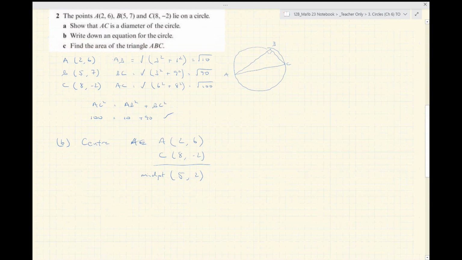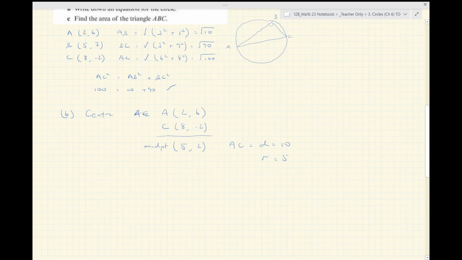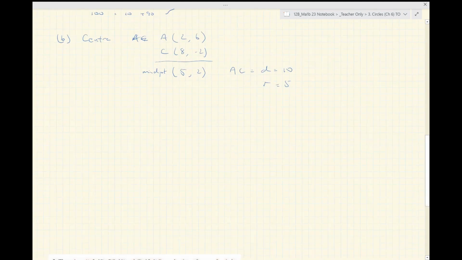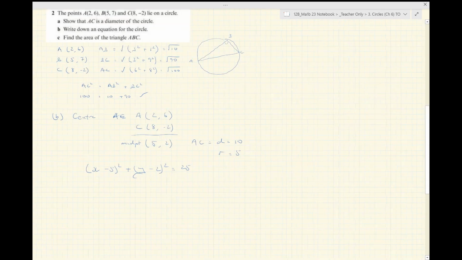Now, do I know the radius of the circle? Well, I know the diameter AC is the square root of 100, so I know the radius must be 5. Right, now I've got the centre and I've got the radius, so I can write down the equation of the circle. x minus 5 squared plus y minus 2 squared equals 5 squared, which is 25. There is the equation of the circle.